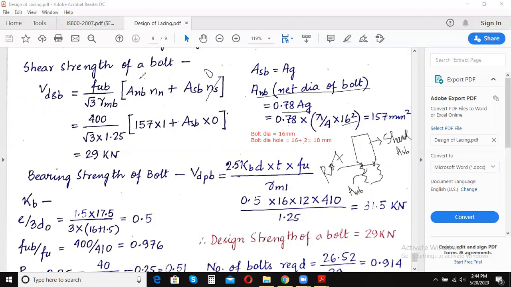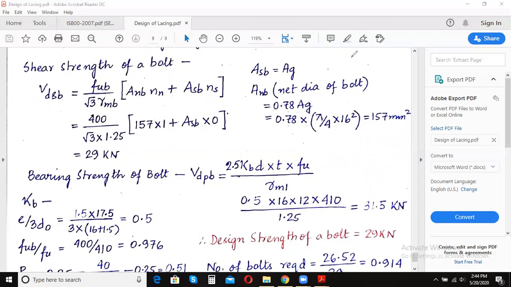So this is equal to 157. This is 1, and you put the value of FUB as 400, gamma MB as 1.25, and VDSB is coming out to be 29 kilonewton. Clear? Now next thing is you have to calculate the bearing strength of bolt, or VDPB.